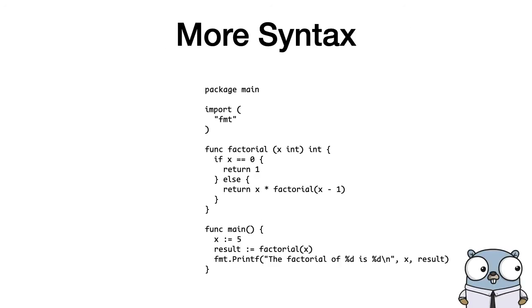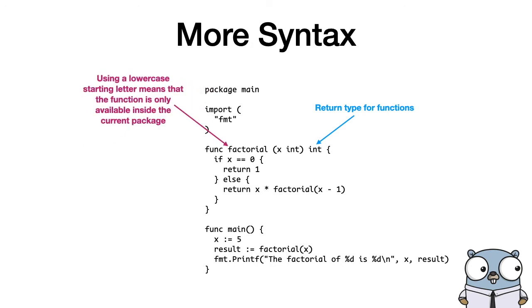A little bit more syntax. This is the factorial function written in Go. First thing, you'll notice that we have factorial, and it has a declaration of parameters. The first parameter is x, which is an int. Then the return type just comes after the parentheses, and so it returns an int.